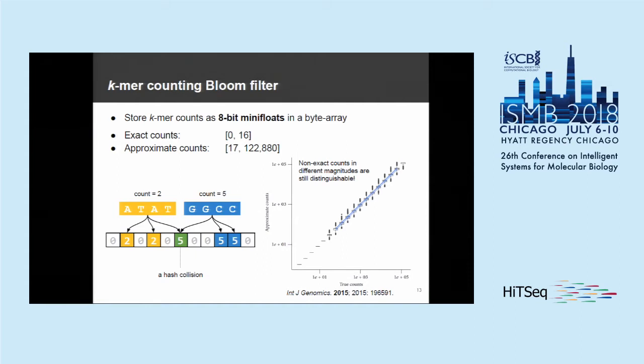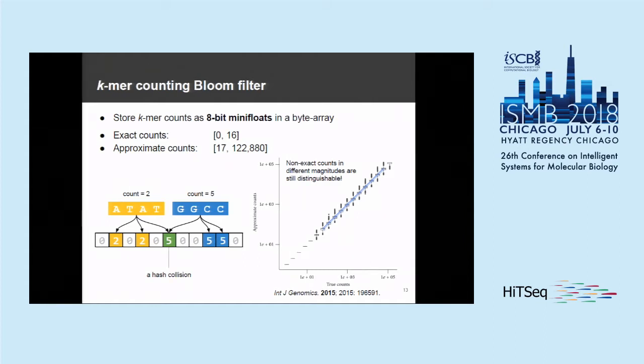As shown by the figure on the right, you can see very clearly that the approximate counts do in fact represent the true counts really well. You can also see that the approximate counts in different orders of magnitude are easily distinguishable from each other. And this is very important in transcriptome assembly.